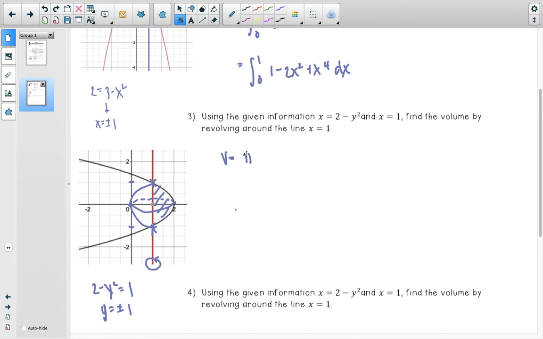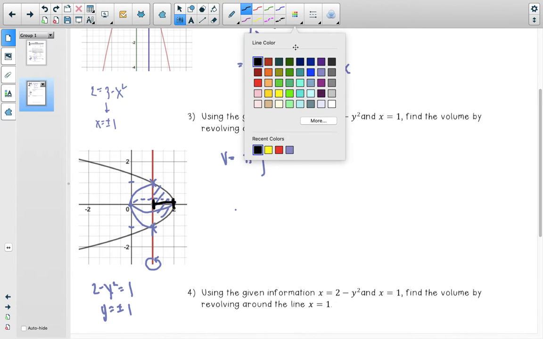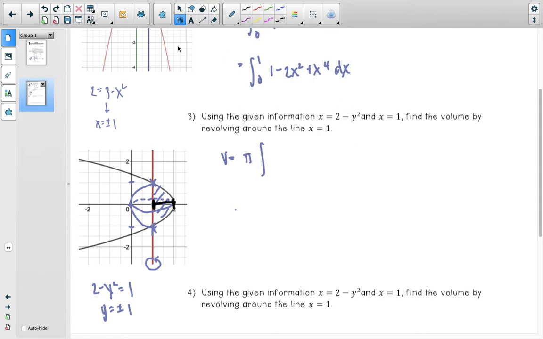Well, it's V equals pi. Always kick the pi out. To find this, we're finding the radius from here to here, and we're going left to right because we're revolving around this x equals 1 line, and that's like taking the y-axis and shifting it over. So kind of similar to this, but now with y's.